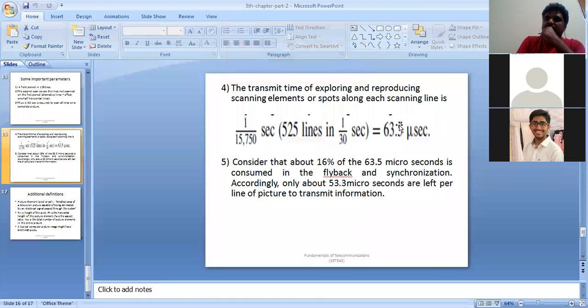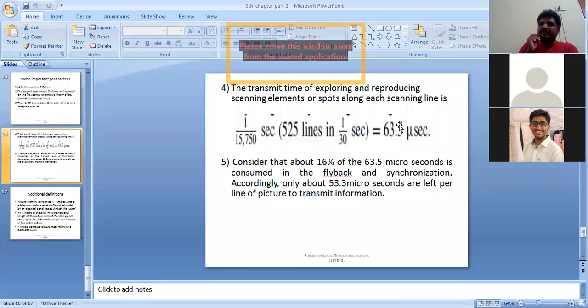So coming to the closure of this class, in this class we have understood the importance of scanning in the television camera, and whatever the speed with which scanning happens at the television camera, the replica is reproduced on the TV receiver. Okay, so this is one portion.